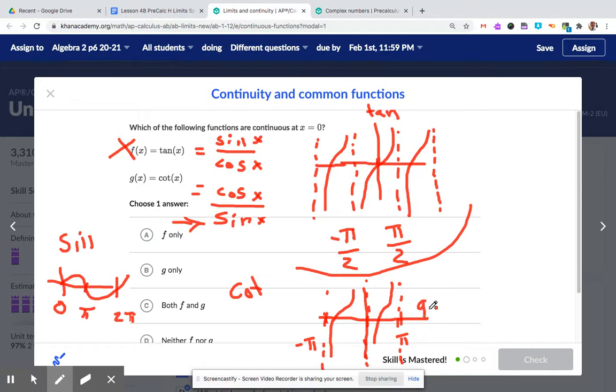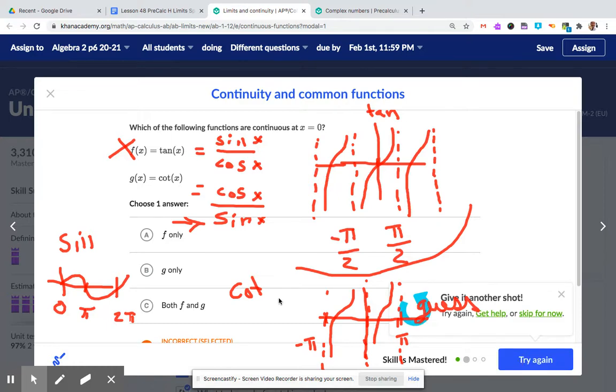This is my guess, right? But I know there's going to be issues here. So that would be neither F nor G are continuous, right? Okay, let's see. Well, I know tangent is continuous. Oh, at x equals 0. Okay, I thought it was all functions. So I should read questions better.